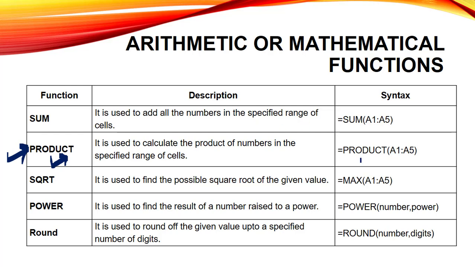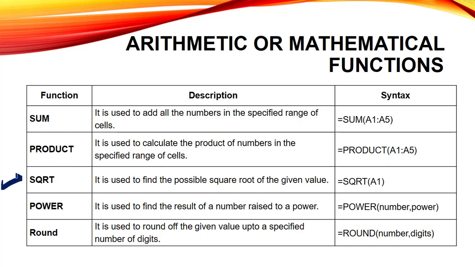We have to write PRODUCT followed by the cell range, or in place of the cell range we can directly pass the values or directly cell references. Fine. The minimum required by this product function is at least two values or two arguments. The same is with the sum function.